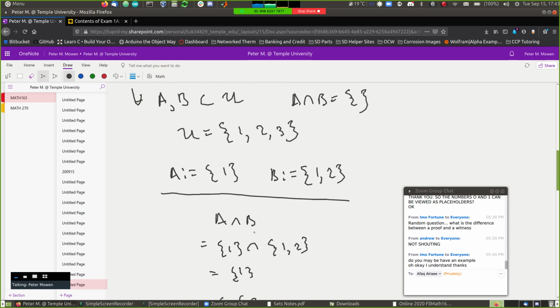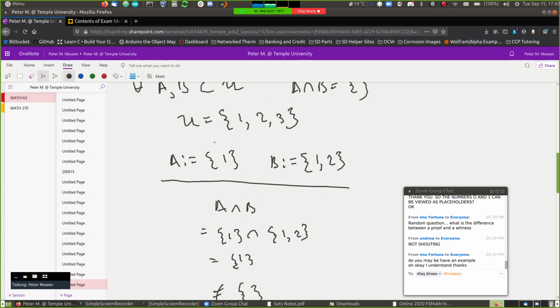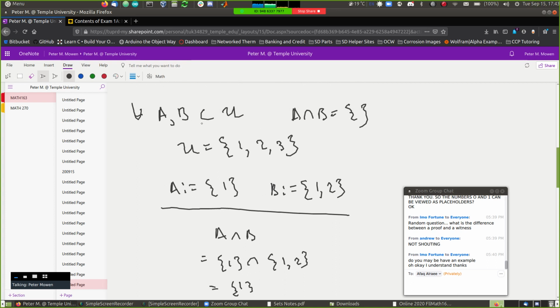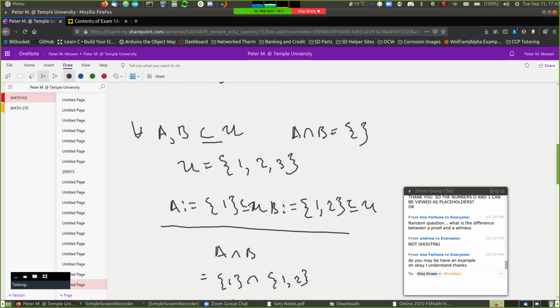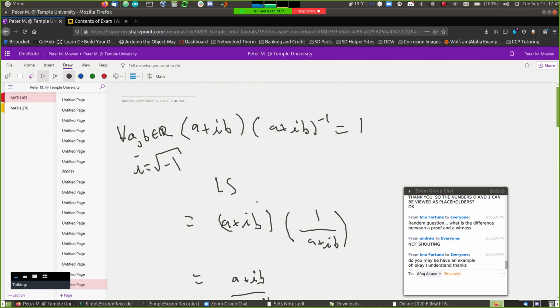So there, their claim was that for every A and B, which are subsets of the universe, A intersect B is equal to the empty set. I then found two subsets of our universe and showed that their intersection wasn't the empty set. Does that make sense? Cool.